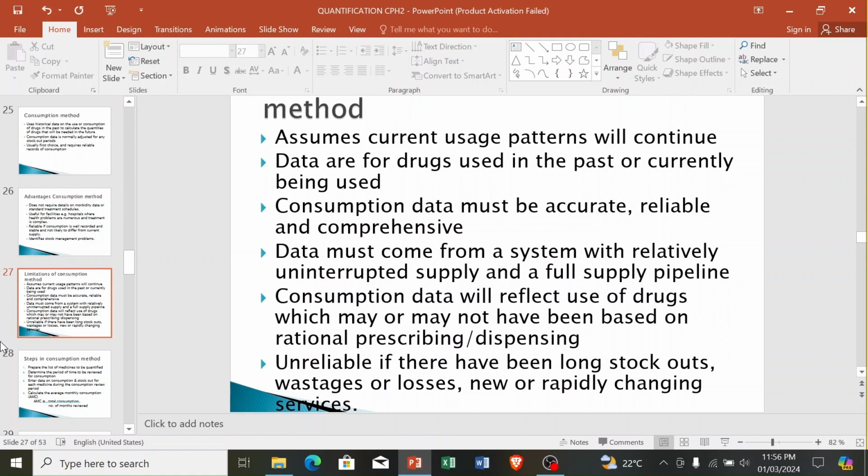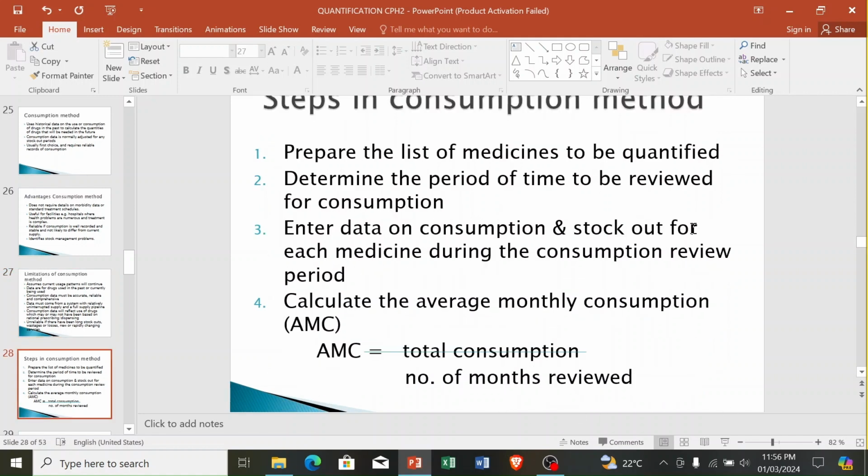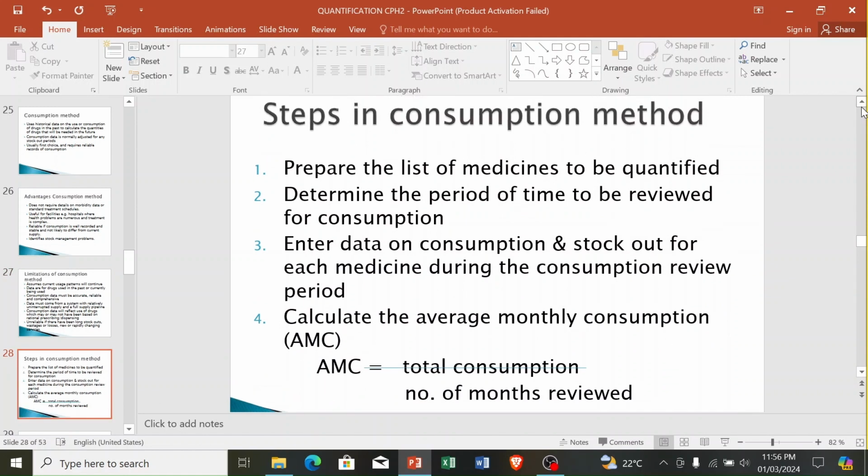Okay, so next let us look at the different steps of how the method is used. One, prepare the list of medicines to be quantified. Determine the period of time to be reviewed for consumption. Enter the data on consumption and stockout for each medicine during the consumption review period. And then calculate average monthly consumption.